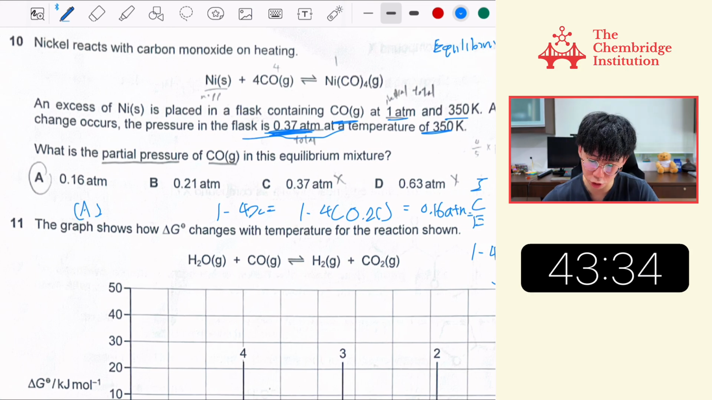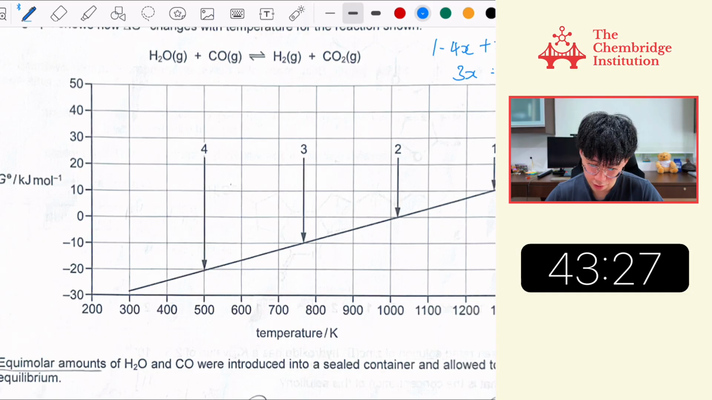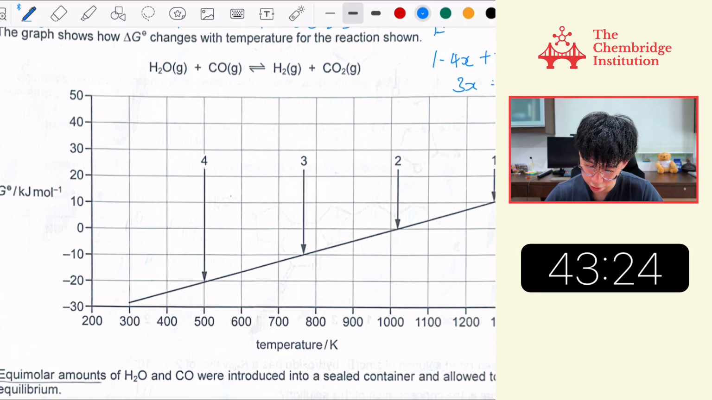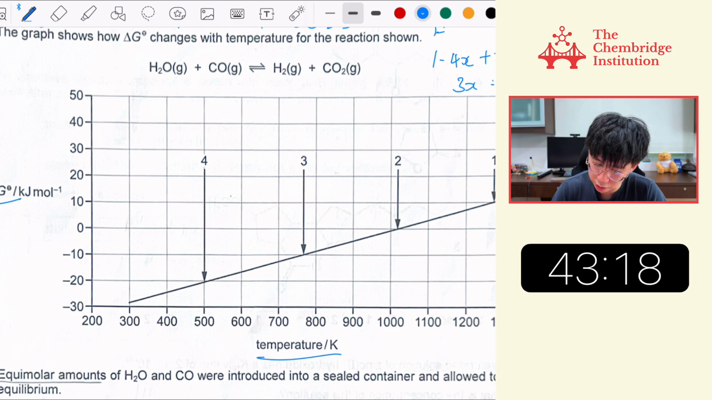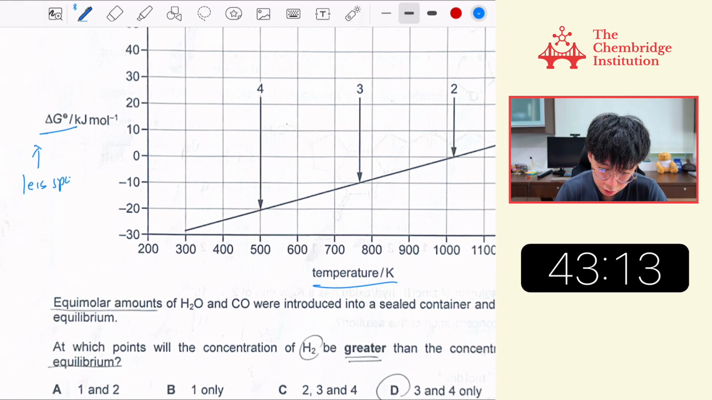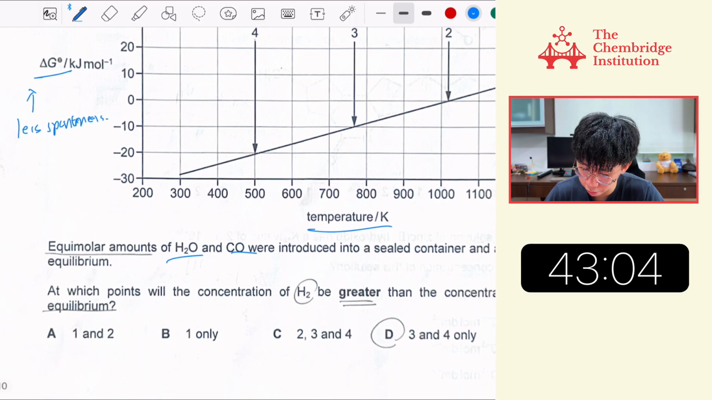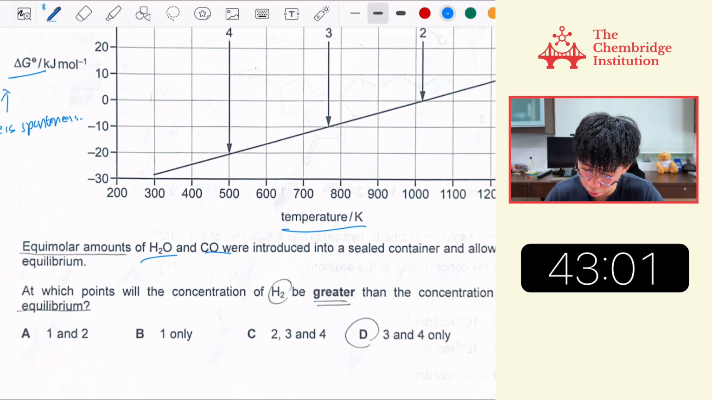Okay, next, for this next question up here, they say the graph shows how delta G changes with temperature for the reaction shown. Okay, so there's a graph of delta G changing with temperature, very interesting. Since it's increasing, it seems to be less and less spontaneous as temperature increases. So they say equimolar amounts of this were introduced into a sealed container and allowed to reach equilibrium. At which points will the concentration of H2 be greater than the concentration of H2O at equilibrium?